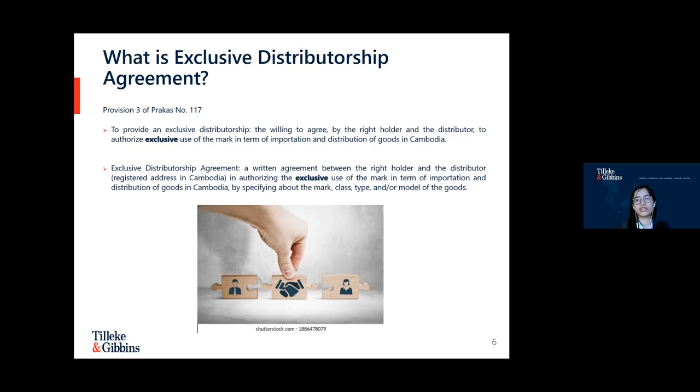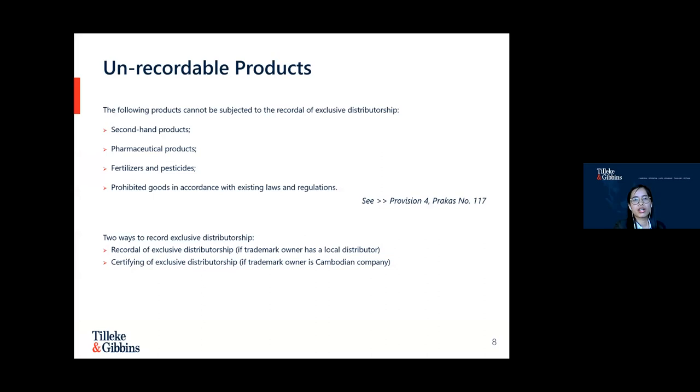Okay, so what is the procedure to record the exclusive distributorship agreement in Cambodia? Of course, first you need to identify whether your trademark goods qualify for recordal or not, because under provision 4 of Prakas number 117, some products cannot be subjected to the recordal, and they include secondhand products, which are used products, and pharmaceutical products. The Prakas does not provide a specific definition for pharmaceutical product, but it should be generally understood that a pharmaceutical product could cover any products of that type, including medicine or even OTC medicines.